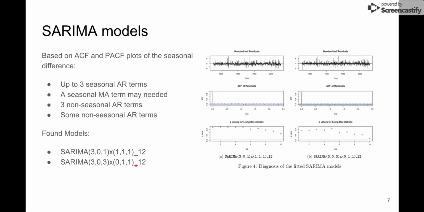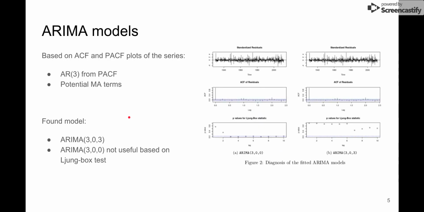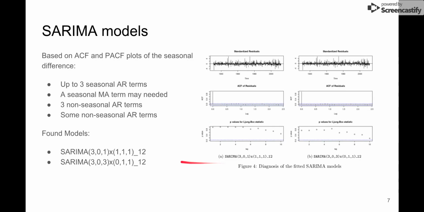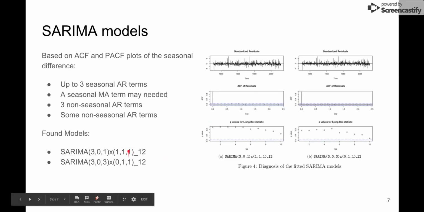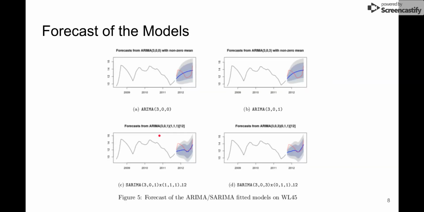And as we can see here, there is a bump for the seasonal moving average. So because of that, I have this seasonal moving average term. These two models are different in two parts, as we can see: the moving average of the non-seasonal part and the autoregressive of the seasonal part.